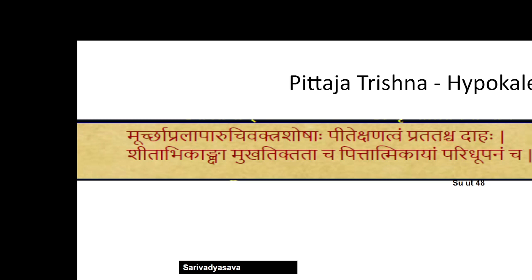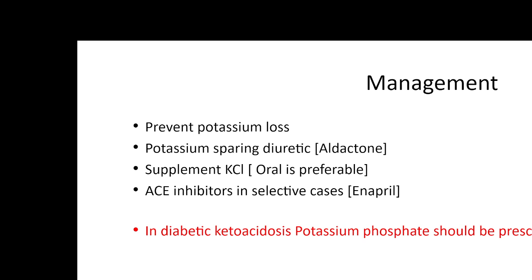And the clinical symptoms of hypokalemia are comparable to Pittaja Trishna Vyadhi, where Murcha, Pralapa, Aruchi, Bhaktashosaha, Pitekshana, Tum Pratrashitaha, Shitapikam Mukhatiktaja, Pittakmikayam Parisopanancha. So the clinical symptoms resemble that of Pittaja Trishna Vyadhi, and one of the drugs which can produce significant benefits in chronic hypokalemia is Sarivadhyasava. Along with the other drugs, depending upon the patient's condition, I would be prescribing Sarivadhyasava in patients who have hypokalemia.